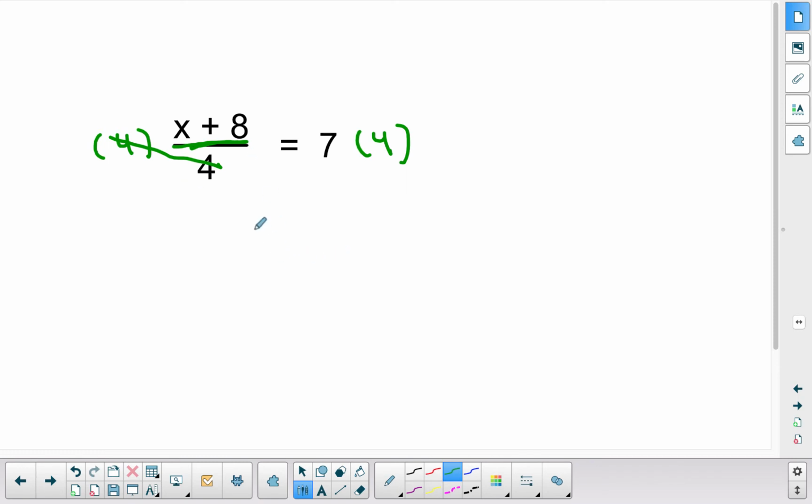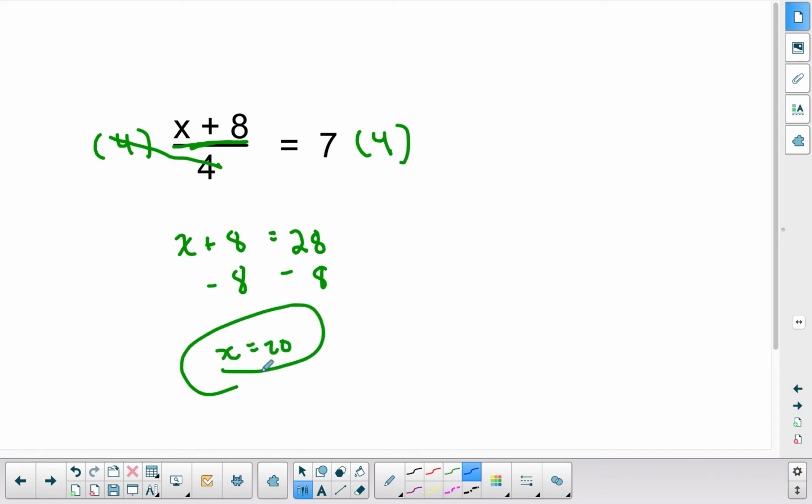And so now we've got x and 8 on one side, and 7 times 4, which is 28, on the other. So x plus 8 is the same as 28, and if you subtract 8 from both sides, once again, we arrive at 20.